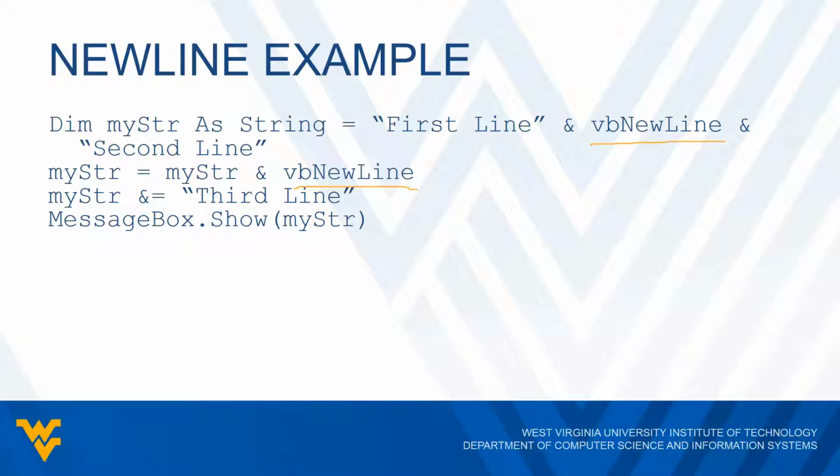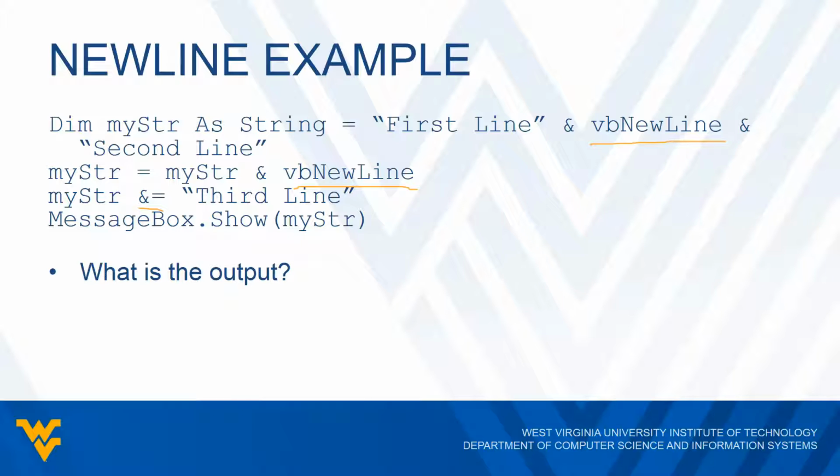So this ampersand equals, I don't think we've used this before. This just means take myString, concatenate the string "third line" to it, and then store that into myString. It's similar to the plus equals. I think we did that not too long ago. Same thing here, except now we're dealing with concatenation. And then we would show the complete string in a message box.